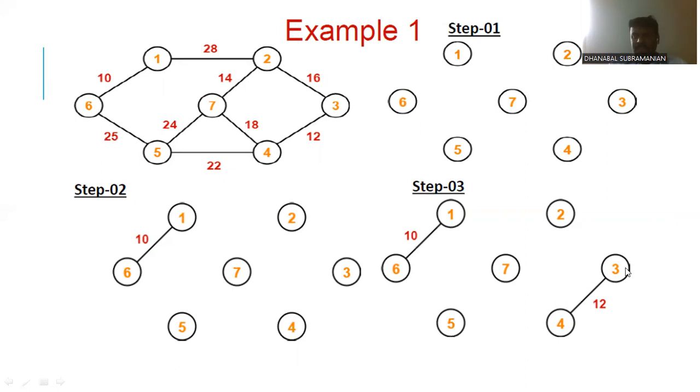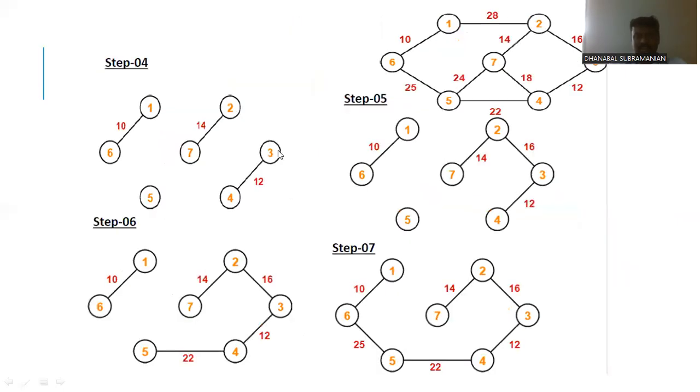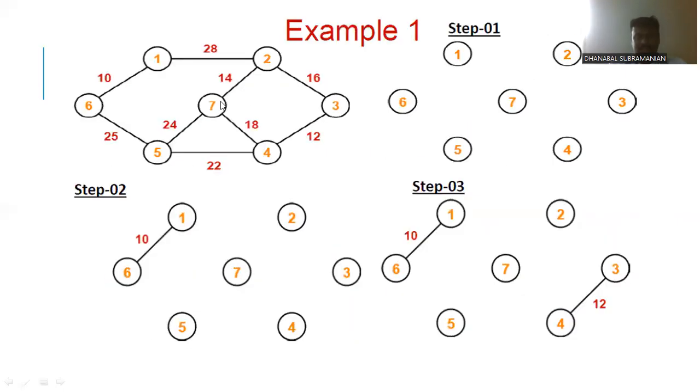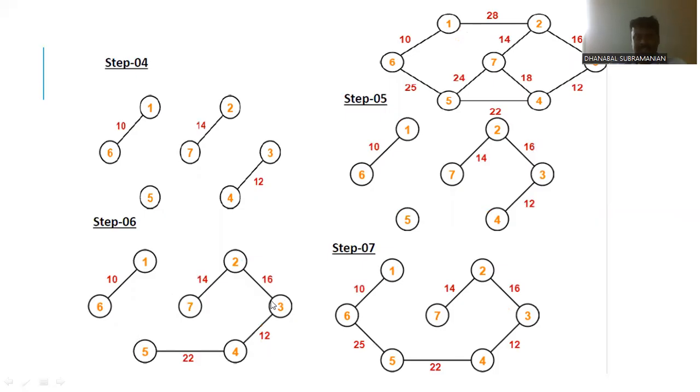Next, we can find 3 to 4, the minimum edge cost value is 12. Next one is 14. Start from 2 to 7, the 14 minimum edge cost value. Next, you can draw 2 to 7 with cost 14. After that we can find 2 to 3, the minimum edge cost value is 16. Then we can draw the diagram 2 to 3 with cost 16. This is the overall result you can find.